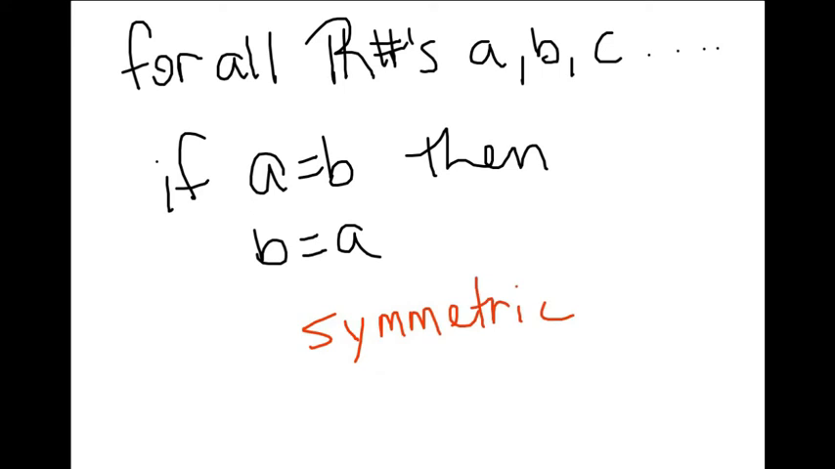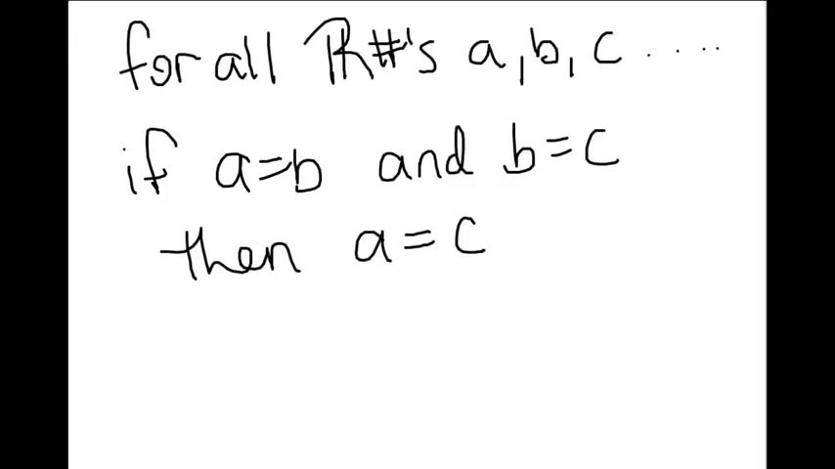And if you think about symmetry, it usually means that you can flip something around and it'll look exactly the same. So if you think of a circle, if you have a perfect circle, you can flip it over and it's going to look exactly the same. And so that's symmetry, and this is the symmetric property. If a equals b, then b equals a.